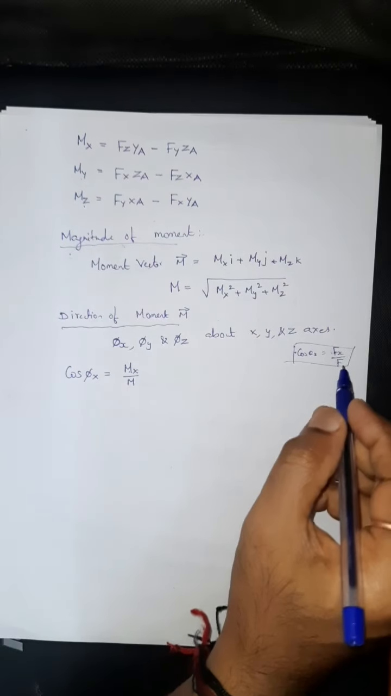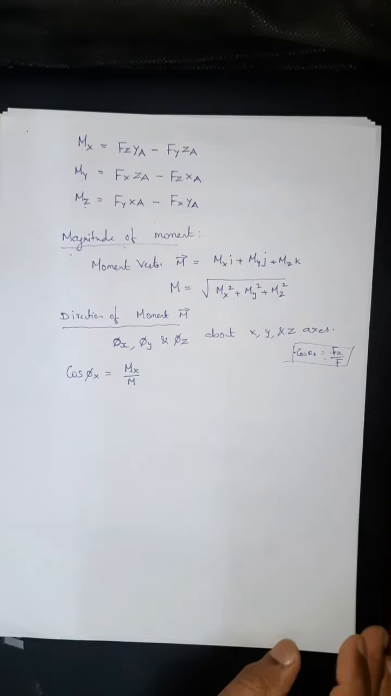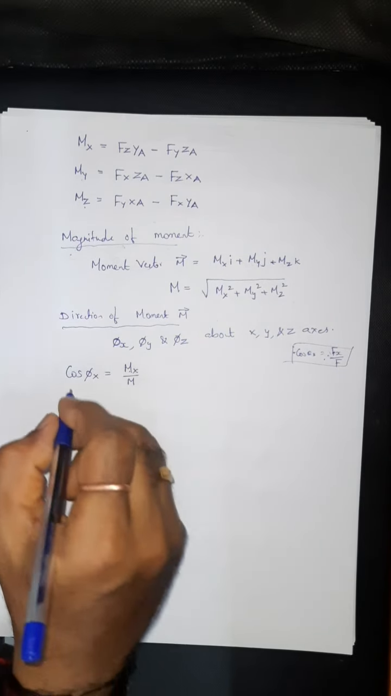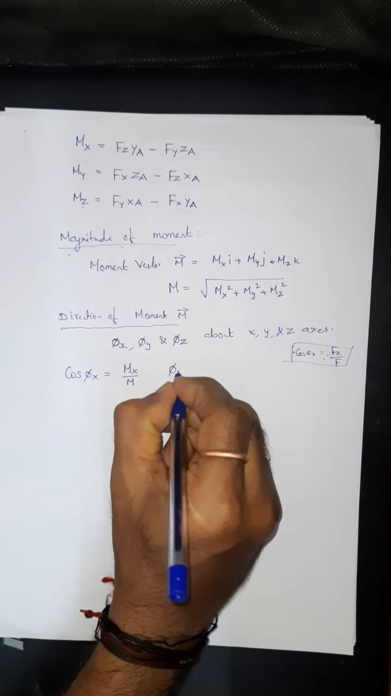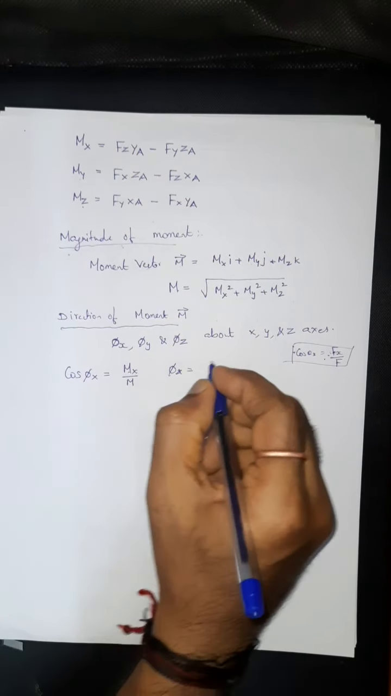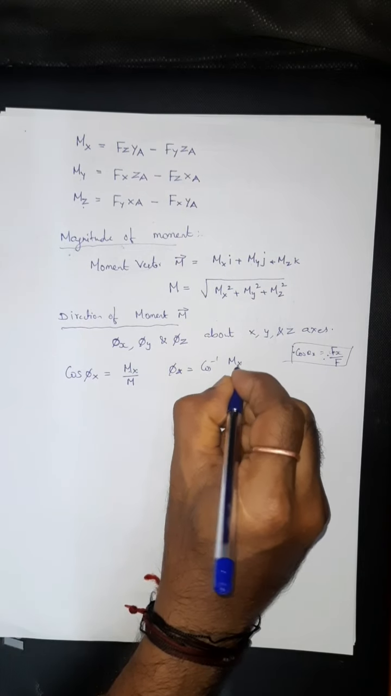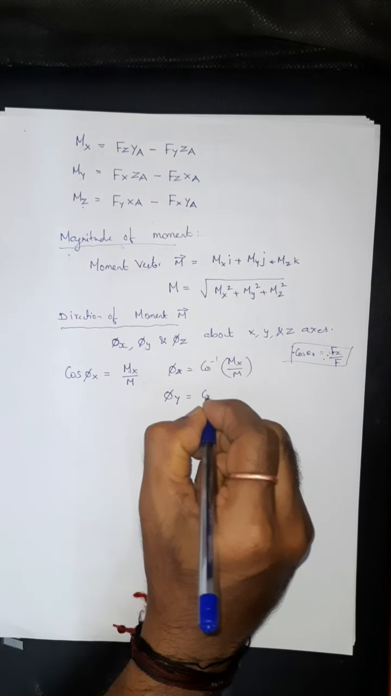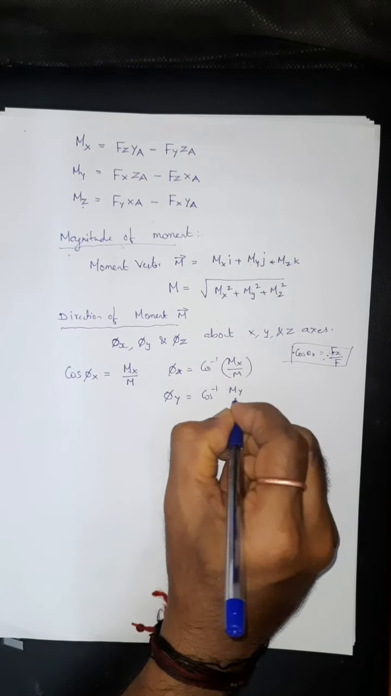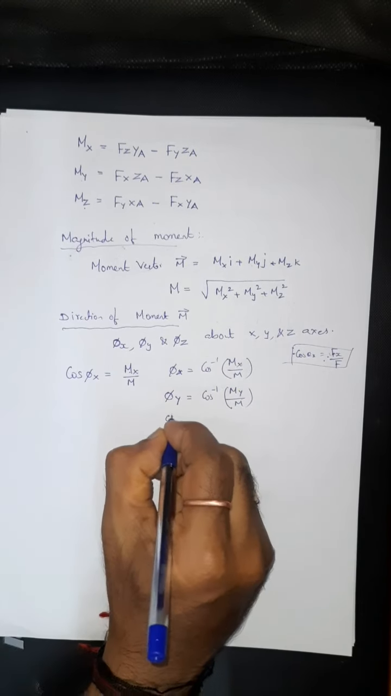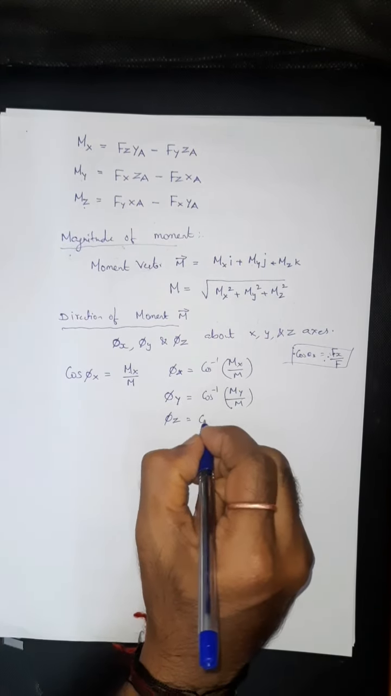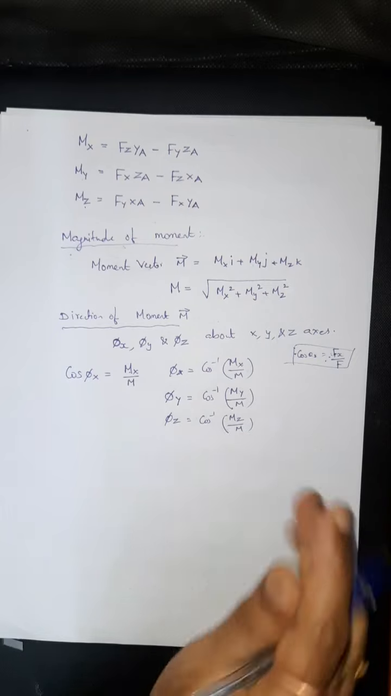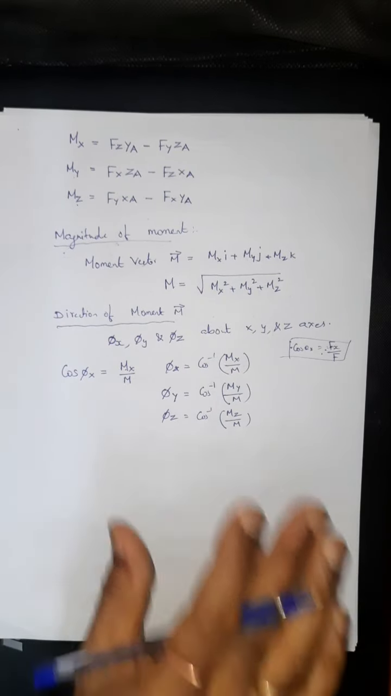The statics of particles I explained in that unit. So similarly, phi x equal to cos inverse of Mx by M. Similarly, phi y can be written as cos inverse of My by M, and phi z is equal to cos inverse of Mz by M. Got it? So this is about the point.